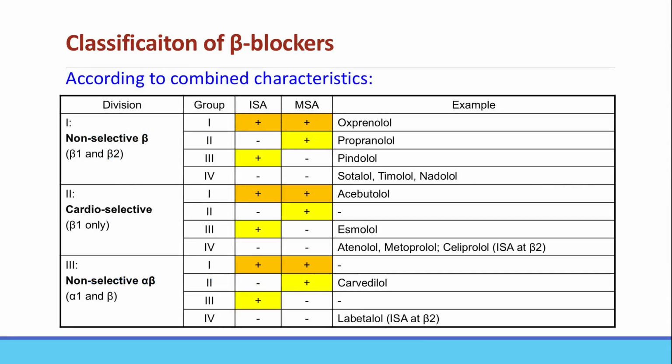This detailed table provides a structured overview of beta blockers based on their properties. Non-selective agents affect both beta-1 and beta-2 receptors, while cardioselective agents primarily target beta-1 receptors. Mixed alpha-beta blockers add another dimension by influencing vascular tone. Understanding this classification allows precise matching of drugs to clinical situations.